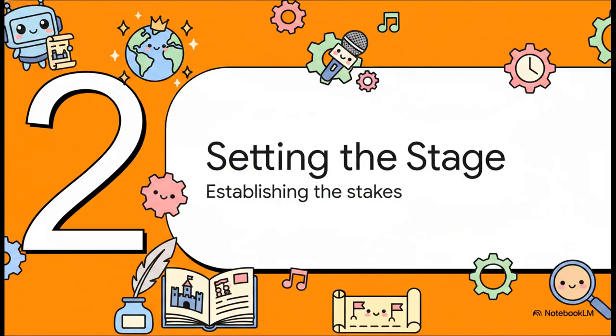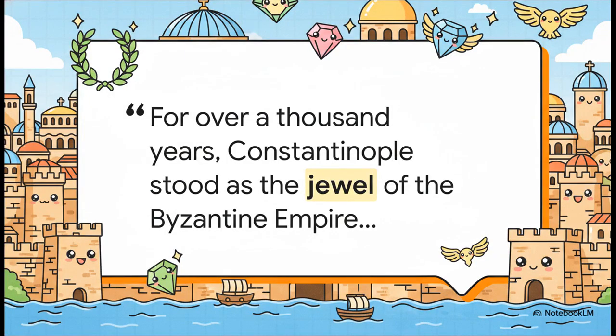Part 2. Setting the stage, establishing the stakes. The prompt dedicates the first 45 seconds, that's scene 1, entirely to awe. The instructions explicitly call for an opening panoramic shot of medieval Constantinople, specifically highlighting its towering walls and glittering domes. And notice how the script uses this incredibly dramatic narrator quote to instantly anchor the viewer in the city's ancient grandeur. Before even hinting at a threat, it makes absolutely sure we understand the weight of 1,000 years of history.